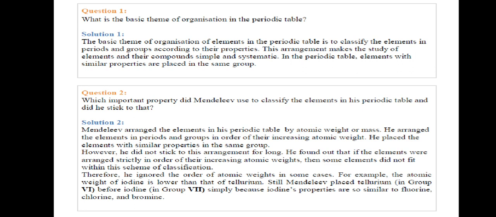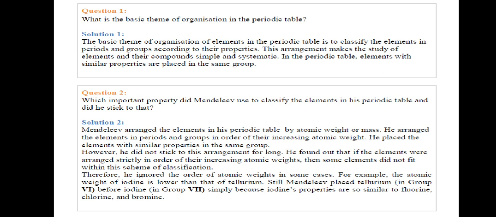He arranged the elements in the periods and groups in order of the increasing atomic weight. He placed the elements with the similar properties in the same group. Similar properties वाले elements को same group में रखते हुए increasing order of atomic weight से elements were classified into periods and groups. However, he did not stick to this arrangement for long. He found out that if the elements were arranged strictly in order of their increasing atomic weight, then some elements did not fit with the scheme of classification.